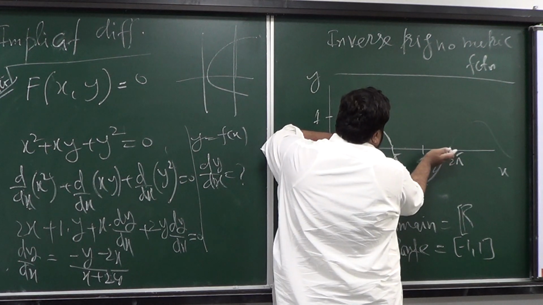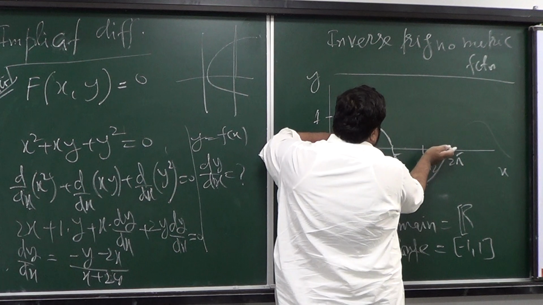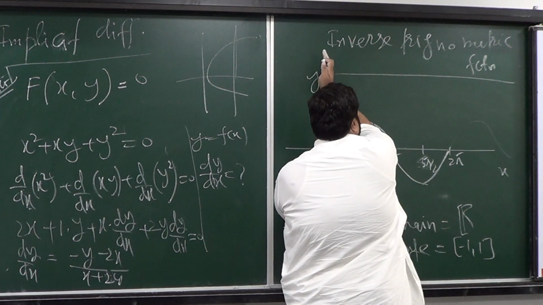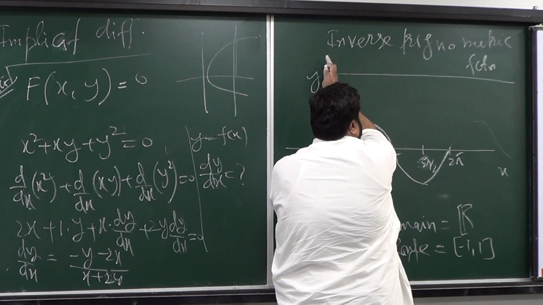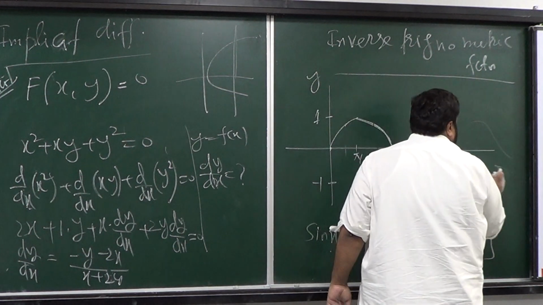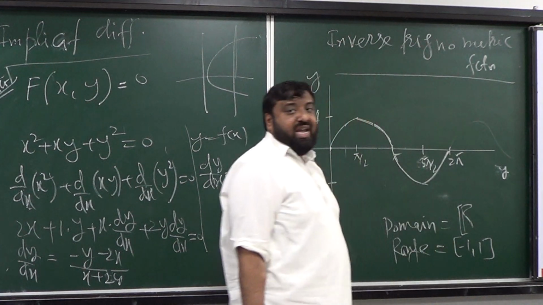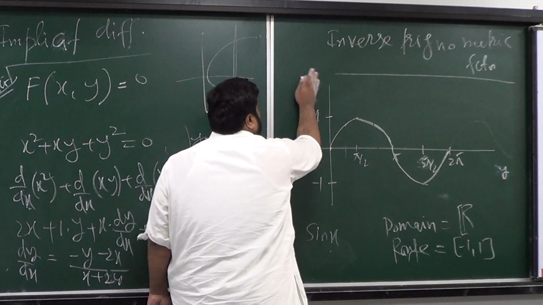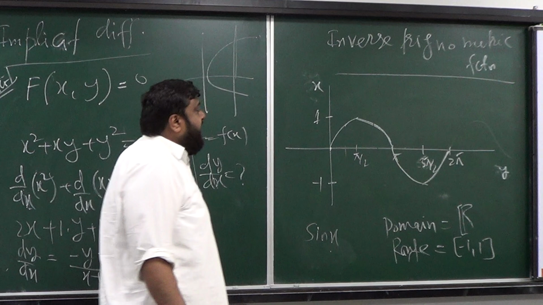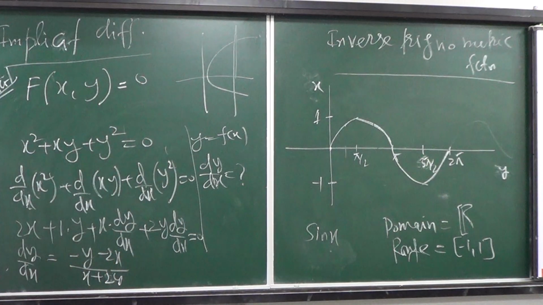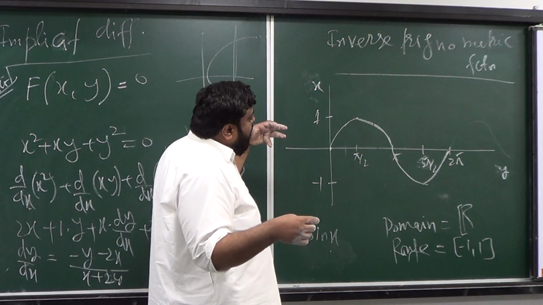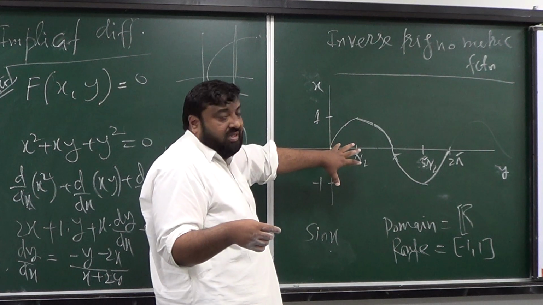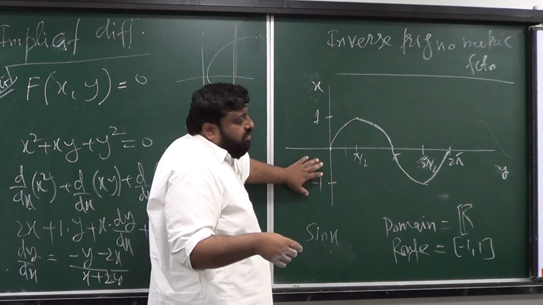take this graph and just rotate it 90 degrees. In other words, if I treat this as my y-axis and this as my x-axis, would that be a function? The graph is the same, but you are looking at it from a different perspective.